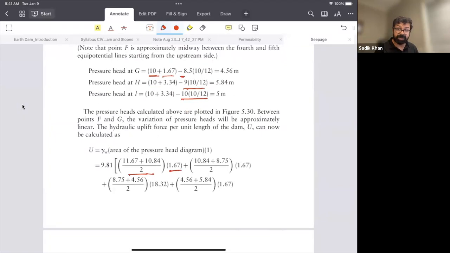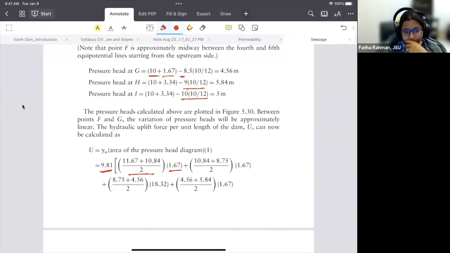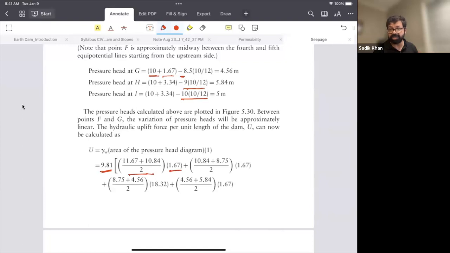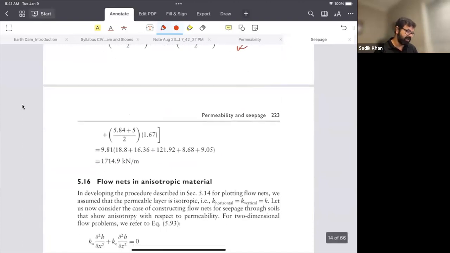Then what is the total pressure? Total force. So that's why they're calculating it. This is basically your gamma H when you're trying to calculate the force. So you know the head multiplied by gamma. So you get the gamma H, multiplied by this, so you calculate all of it, you get the total head, right? So this is your total head. So this is your uplift force.